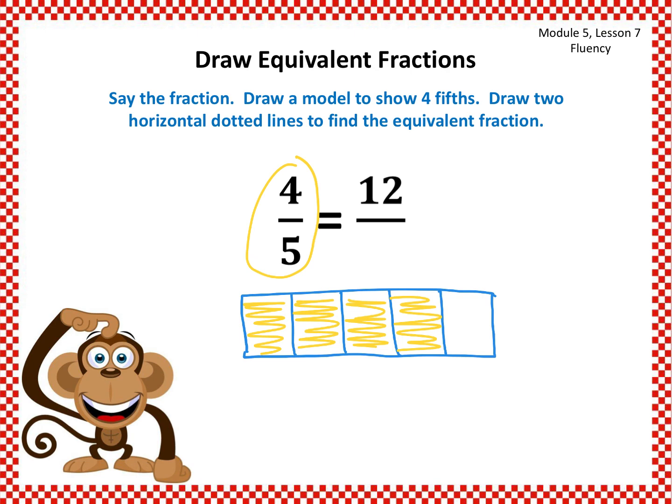But now they've said, oh, but you know what? Draw 2 horizontal dotted lines. So instead of 1 in the middle, I'm going to try and do it across in thirds, somewhat evenly. And now, instead of 5 parts, I have 15. 1, 2, 3, 4, 5, 6, 7, 8, 9, 10, 11, 12, 13, 14, 15. I have 15 parts. And of those 15 parts, I have 1, 2, 3, 4, 5, 6, 7, 8, 9, 10, 11, 12 of them shaded. So 12 out of my 15 parts are shaded. So 4/5 is equivalent to 12/15.